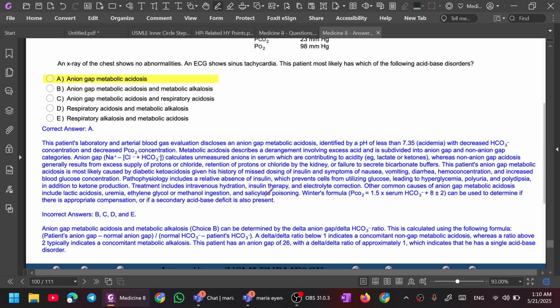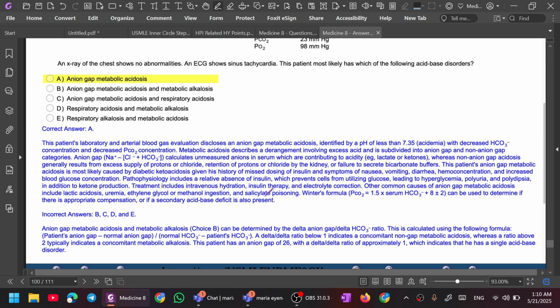Anion gap metabolic acidosis and respiratory acidosis will be indicated by acidemia with decreased bicarb concentration and increased PCO2 concentration. This patient's PCO2 concentration was decreased, arguing against respiratory acidosis.